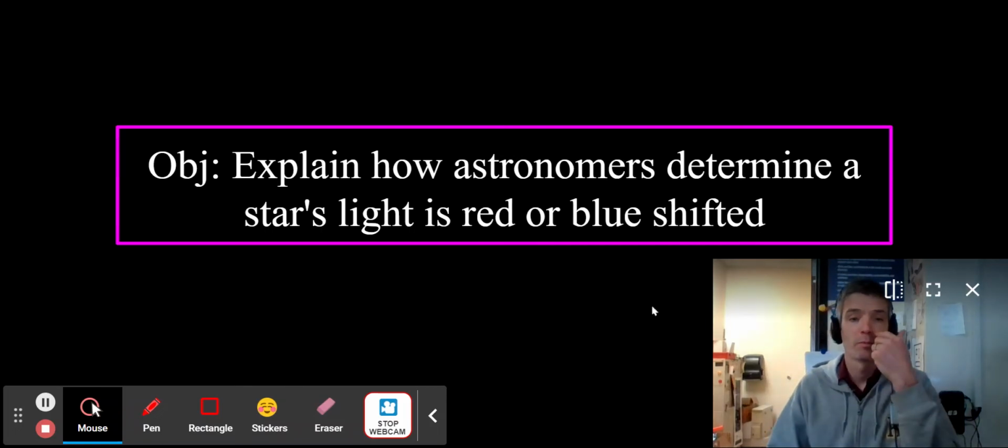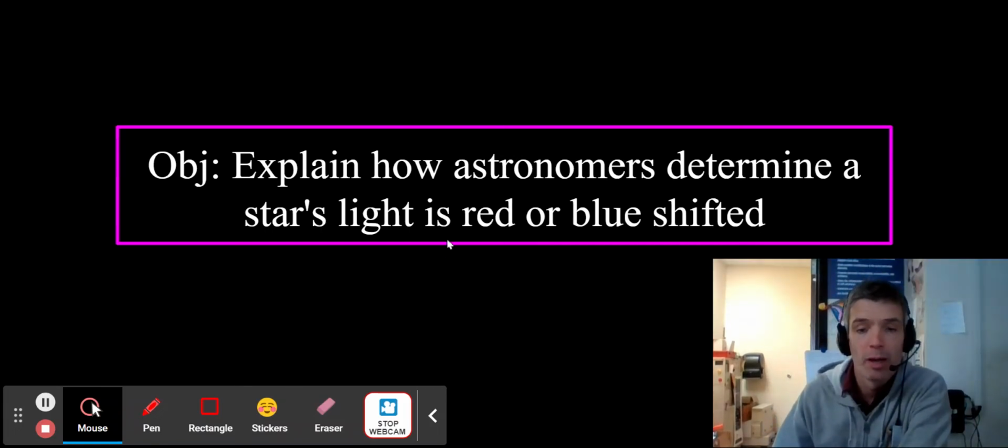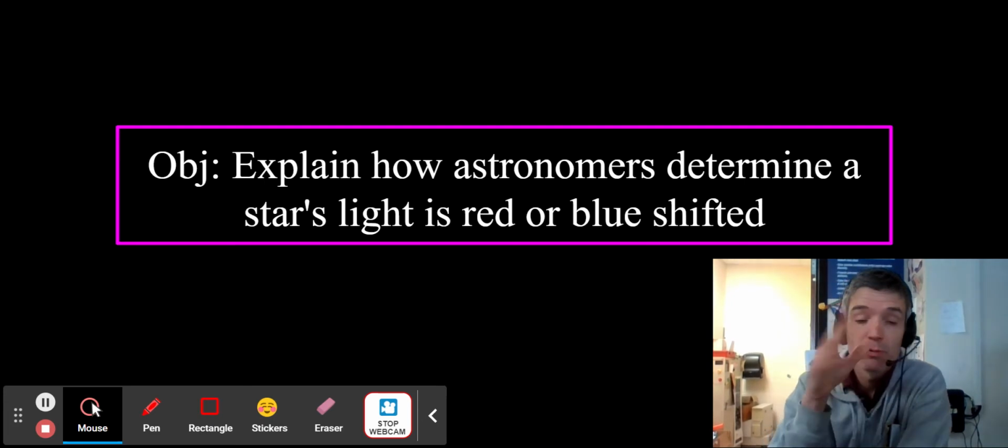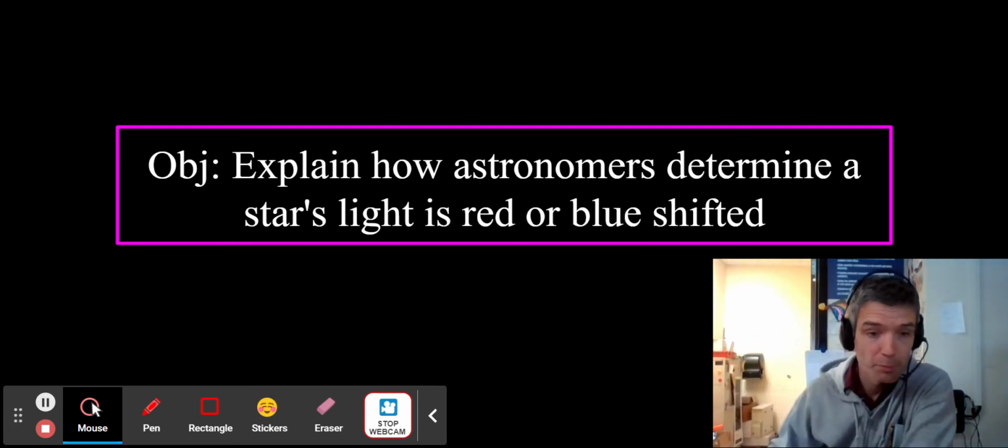So here is our objective. Remember, red and blue shifted light is when the source or the observer are moving away or towards each other. All right.